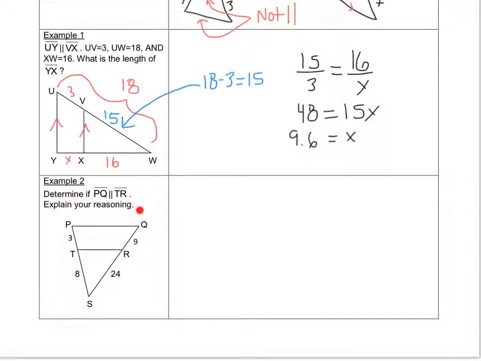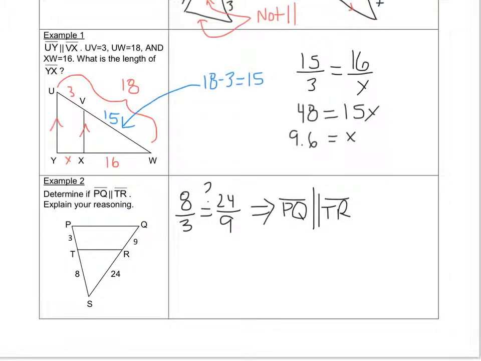So this is asking us to use the converse. They're asking us to prove that if these two are proportional, if these sides are proportional, then I can conclude that the lines are parallel. So let's check it out. Is 8 over 3 equal to 24 over 9? If it is, then I can say that PQ is parallel to TR. So that's what we have to check.